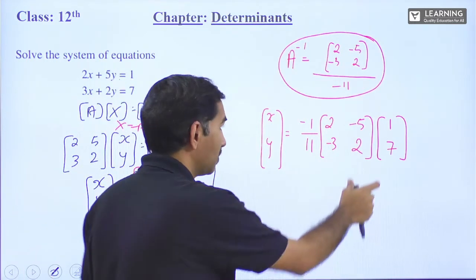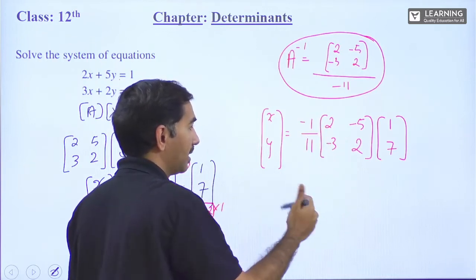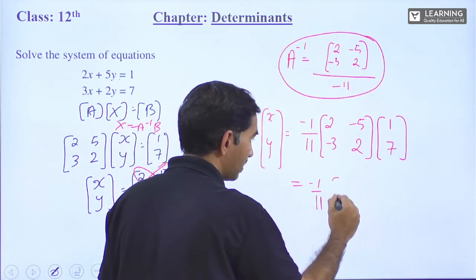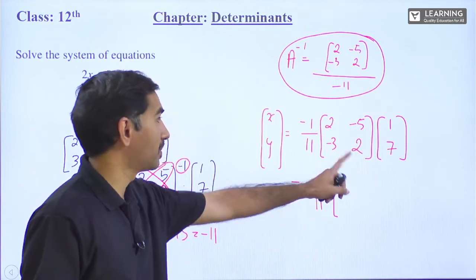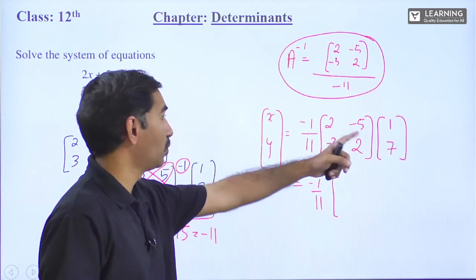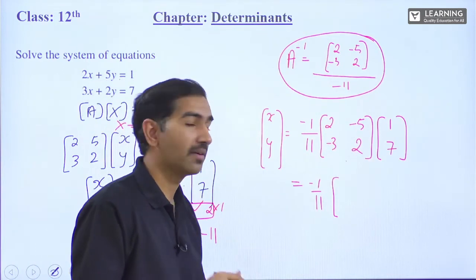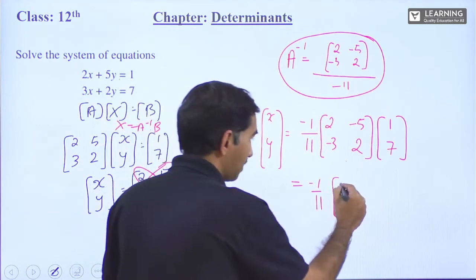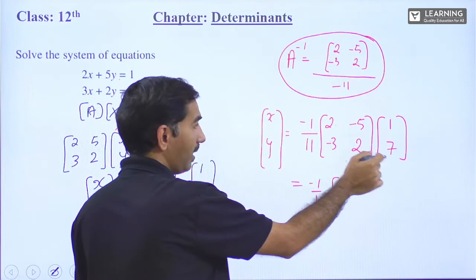Now multiply these both matrices and scalar multiply this scalar product, that is minus 1 by 11. So again in the next step we can write minus 1 by 11 as it is. 2 into 1, 2 into 1, this is matrix multiplication, students, what we are doing here. 2 into 1 is 2 plus minus 5 into 7. So minus 5 into 7 is minus 35. Minus 35 plus 2 is equal to how much? Minus 33, correct? 2 minus 35 minus 33.